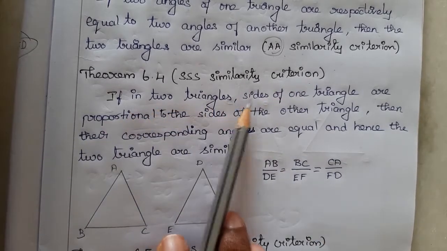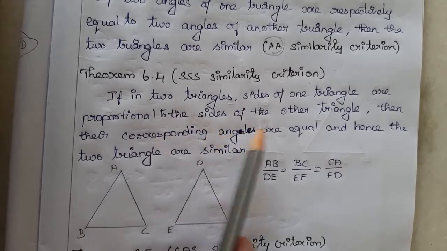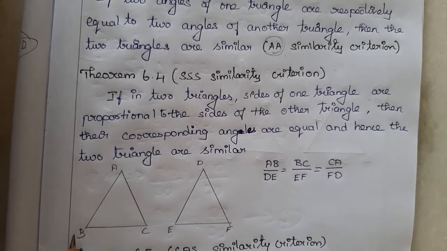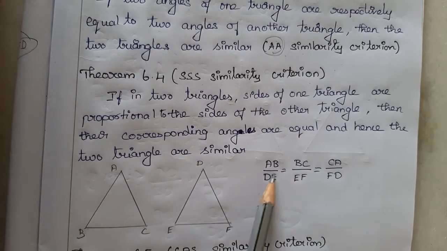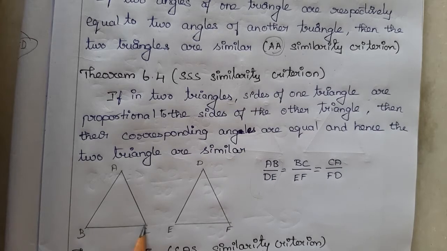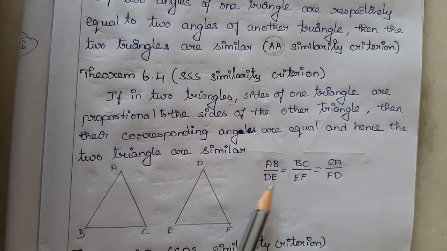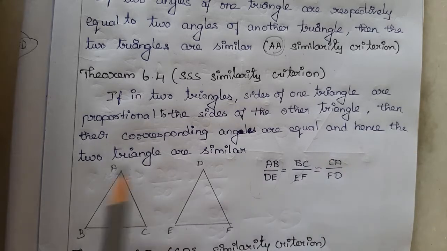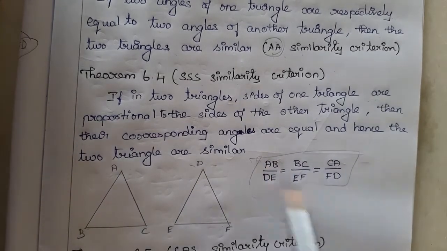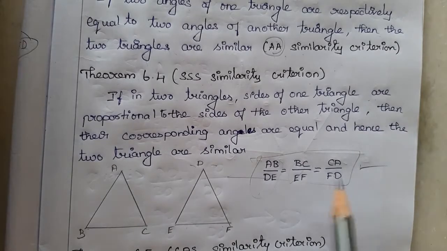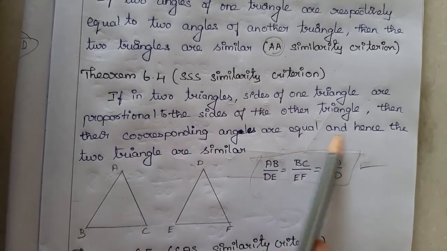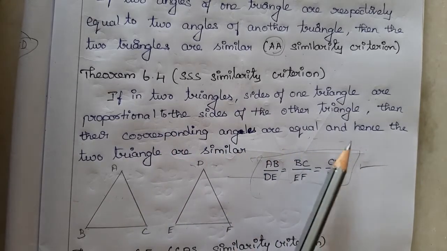If in two triangles the sides of one triangle are proportional to the sides of another triangle, proportion meaning the ratios should be equal. So here I consider the sides AB and DE in the ratio AB by DE, and BC by EF, which will be equal to AC by FD. If we are able to prove this, then the corresponding angles also will be equal. We need not prove that, hence we can say the two triangles are similar. So this is enough to prove, because the theorem says the corresponding angles will obviously be equal, so we need not prove that.